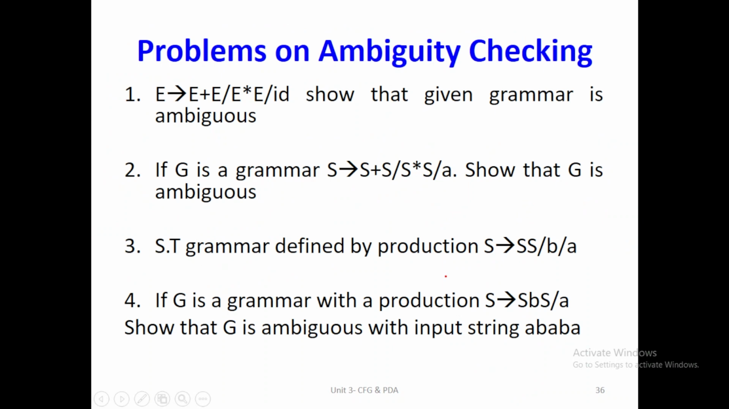So take the previous problems. These are three different problems. Do them on your own for ambiguity checking.